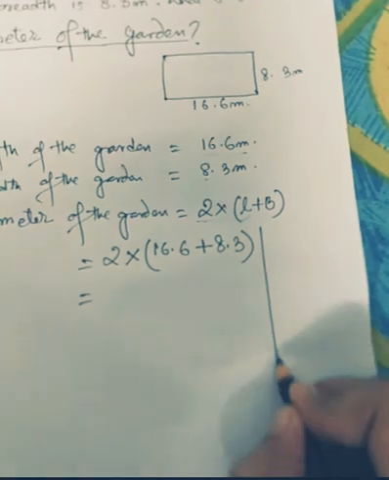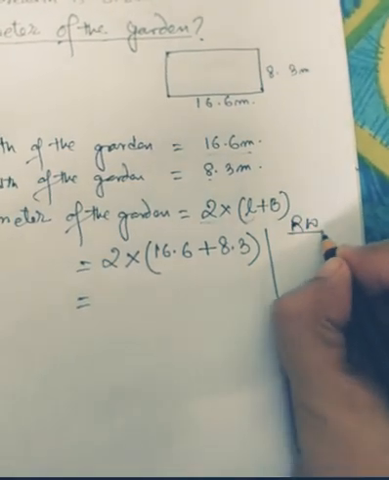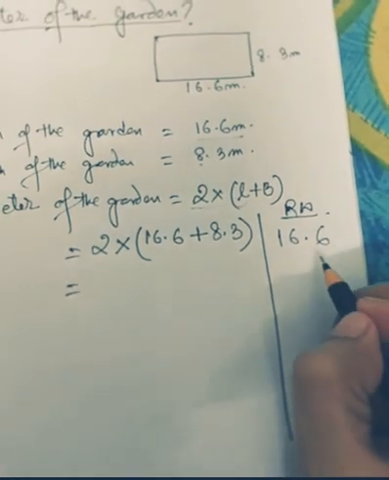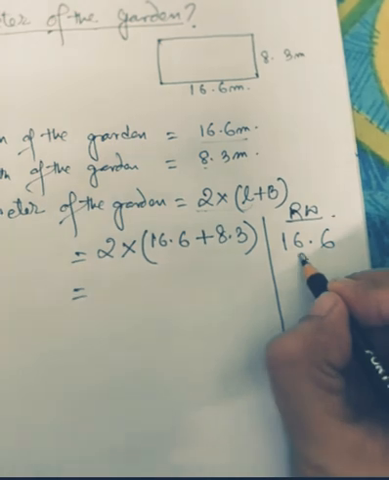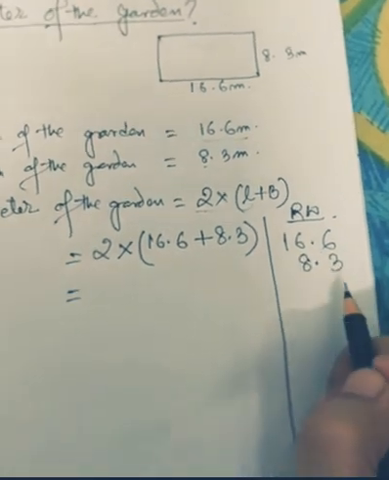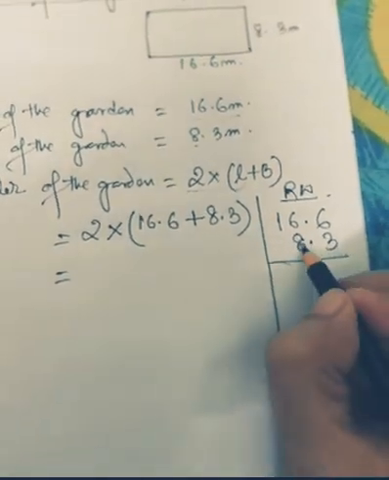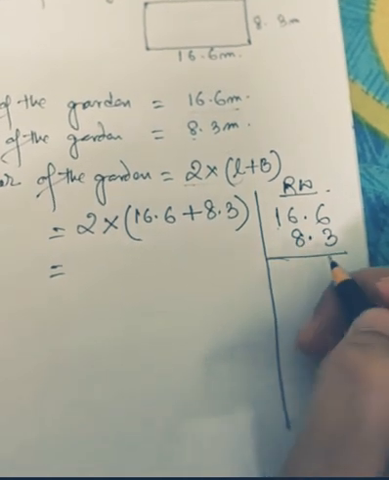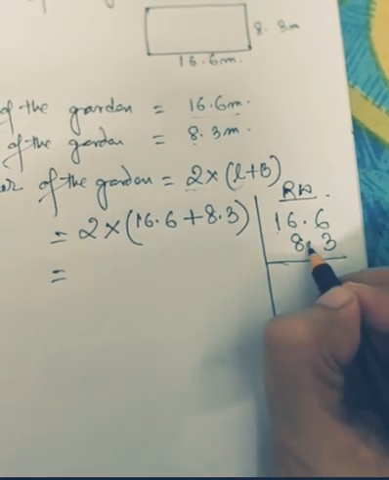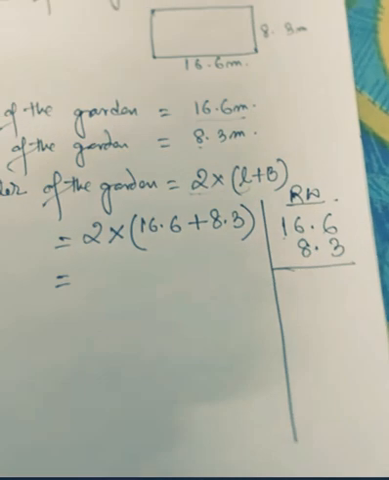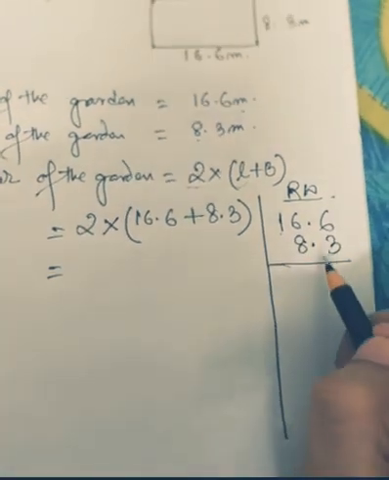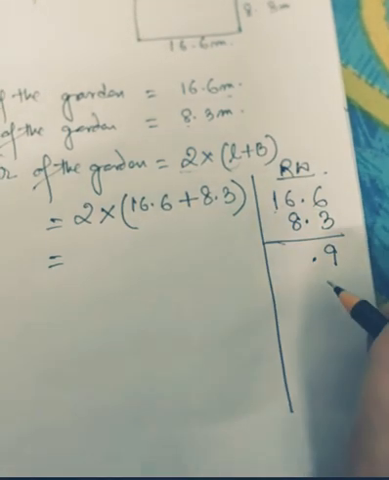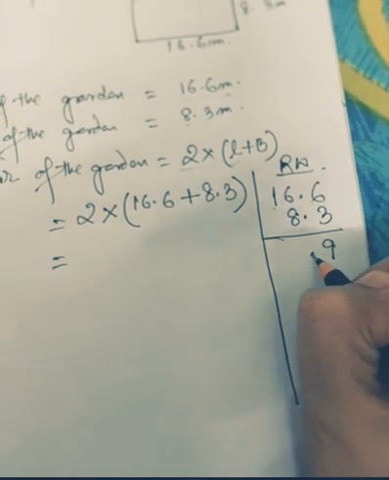Now look at it very nicely. This is a rough column. We will add 16.6. Next we are going to add 8.3. Now notice carefully that I am writing 8 under 6 and not under 1. Why? Because we need to place the decimal just below the decimal. So it will be 9 just below the decimal. It will be the decimal. This is called the decimal or point.